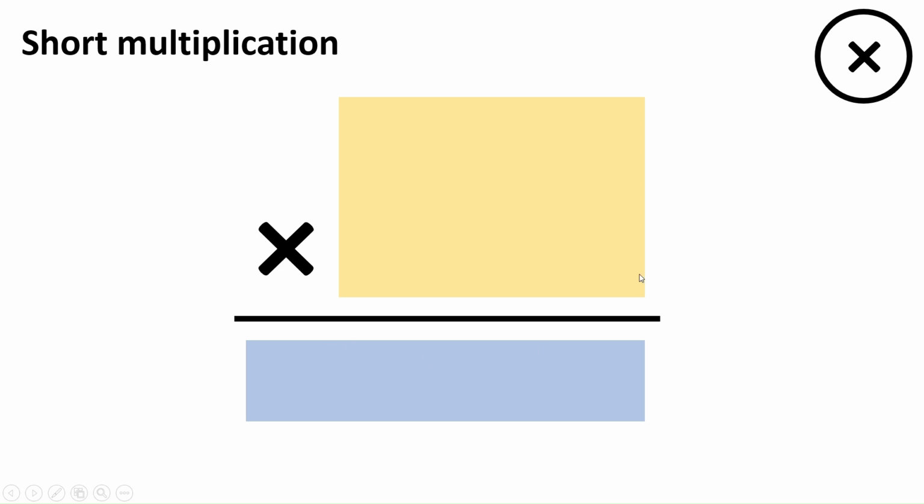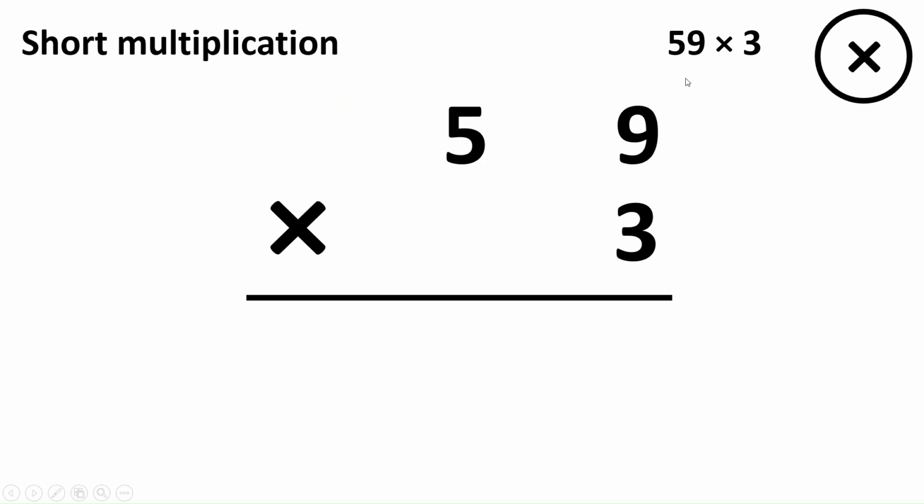This is how we set out our short multiplication in this format. You can recognize it from our subtraction and addition methods. Our numbers that we use in the sum go in the yellow box, whereas our answer will appear in the blue box. So let's have a look at this question first. 59 multiplied by 3. What we always do first of all is we always just input our numbers into the yellow box.